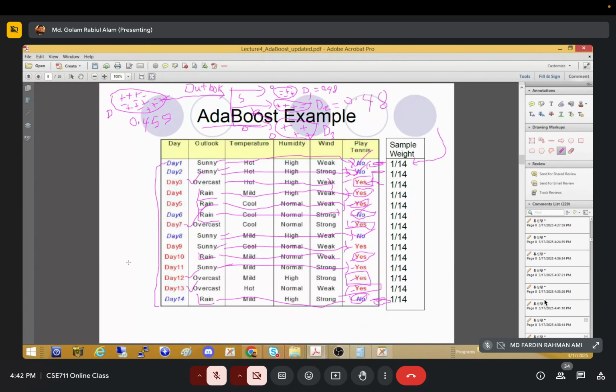So for the induced Gini, it will be Gini induced by outlook, utilizing our dataset D.